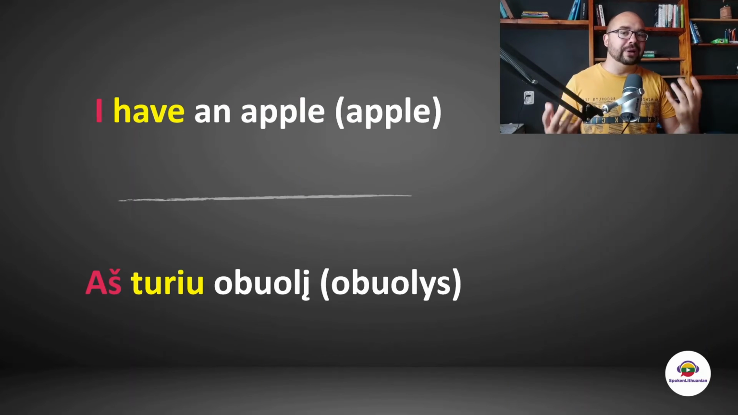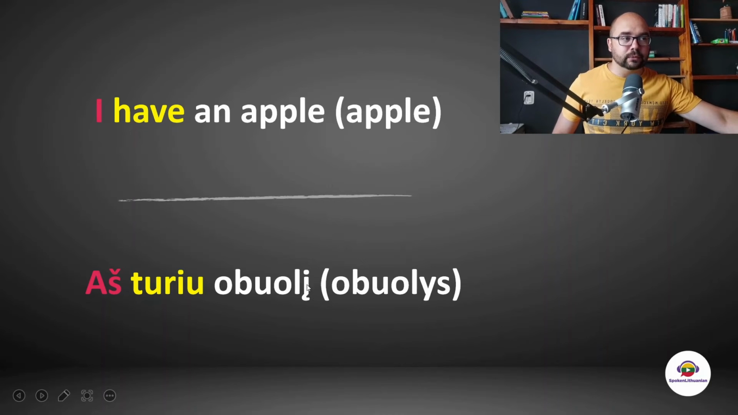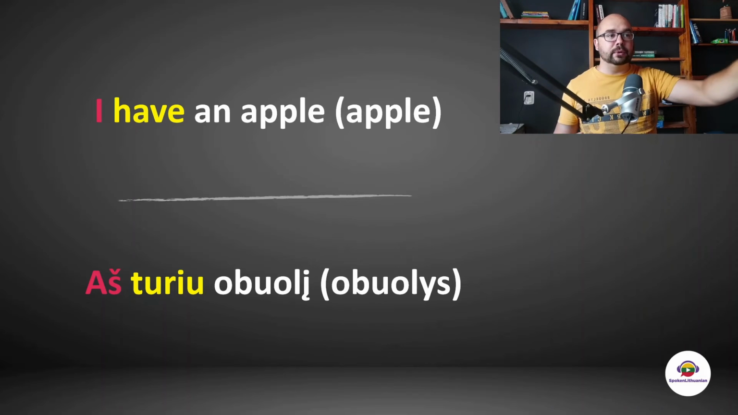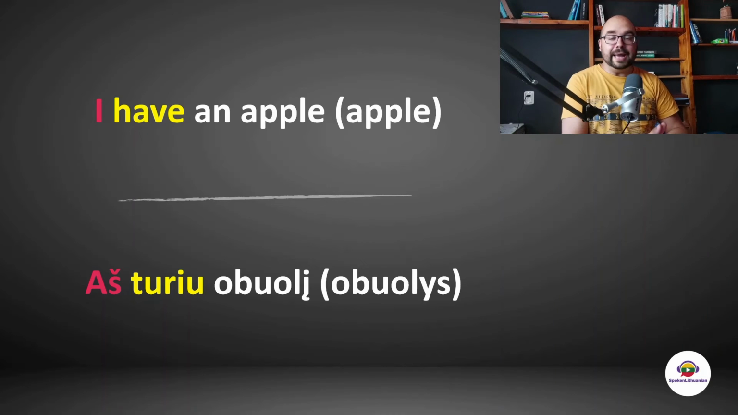Aš turiu obolį. Now you can see that, okay, we had the žuvį and we have obolį, direct object, accusative case. Because in nominative case, it would just be obolys, like we had žuvis. Žuvis and žuvį, obolys and obolį. Okay? So if I have a sentence like that, I have an apple, aš turiu obolį, again, I can use it in any way possible.